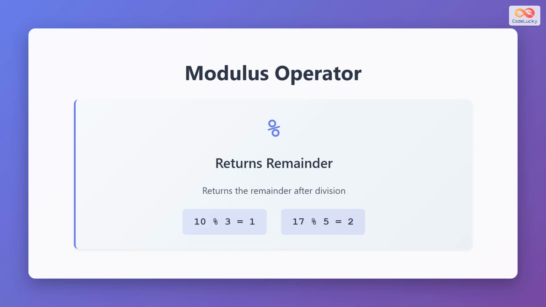The modulus operator, represented by the percent symbol, is another arithmetic operator that returns the remainder after division. For example, 10 modulus 3 equals 1, because when you divide 10 by 3, you get 3 with a remainder of 1. Similarly, 17 modulus 5 equals 2. The modulus operator is particularly useful when you need to check if a number is even or odd, or when working with cyclic patterns in your code.